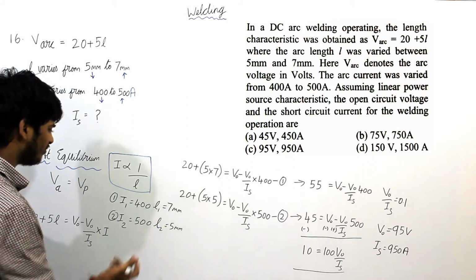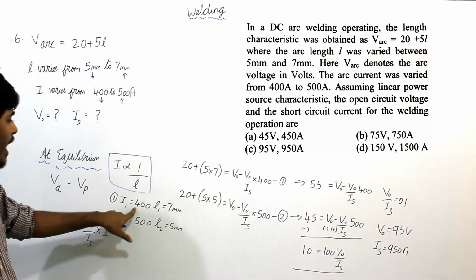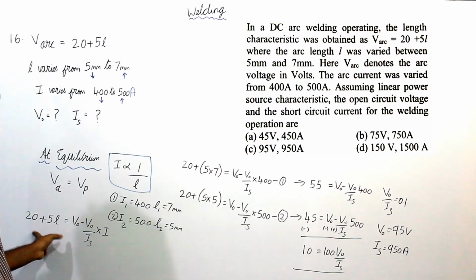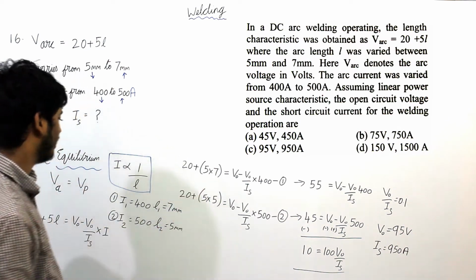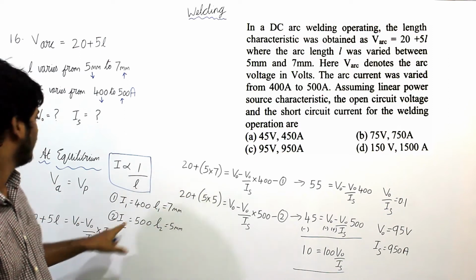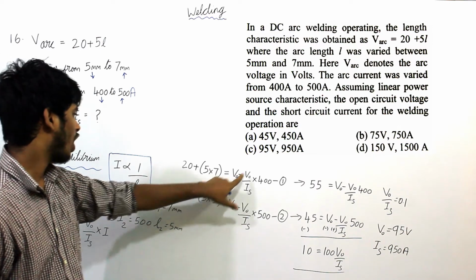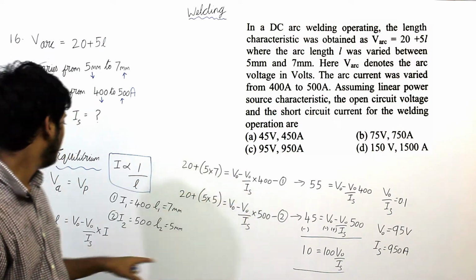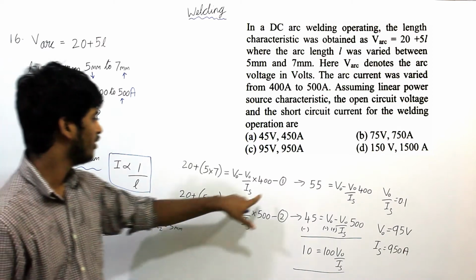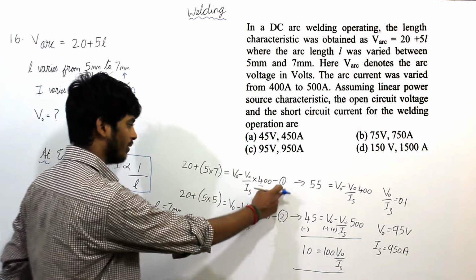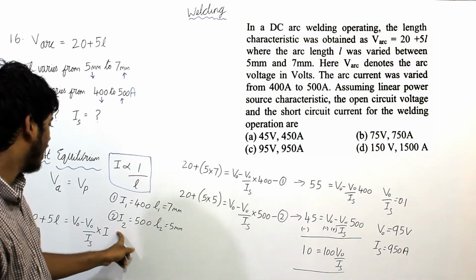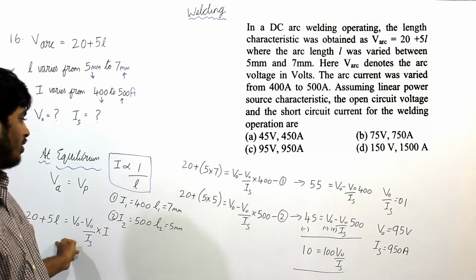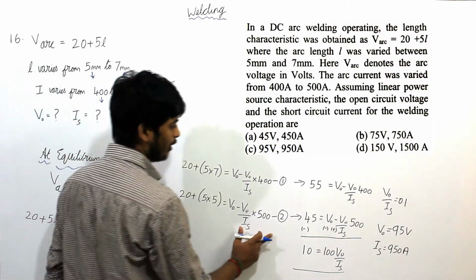Substituting the values of I1 and L1 in this equation, we get 20 plus 5 into 7, where 7 is the L1 value, equal to V0 minus V0 by IS into I, where the I value is 400. This is equation 1. Equation 2 is obtained by substituting the values of I2 and L2 in this equation.